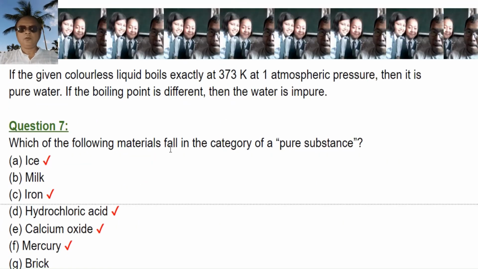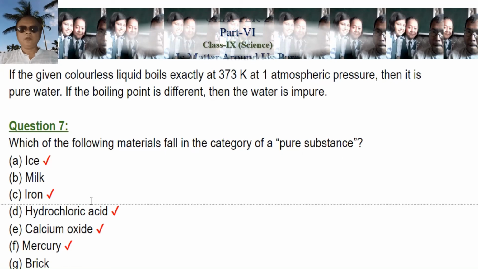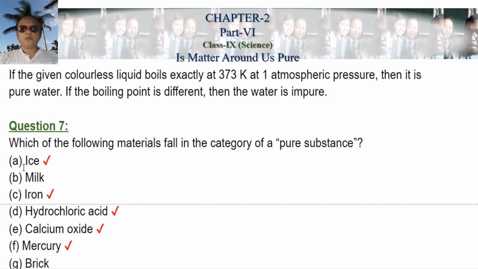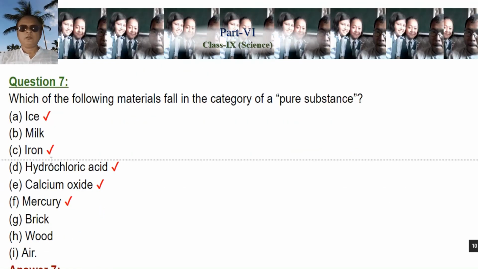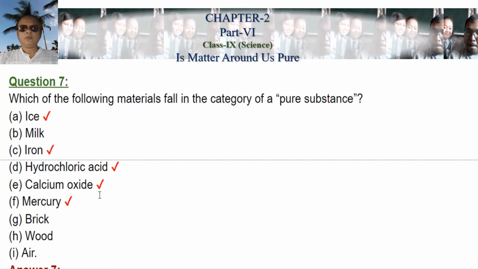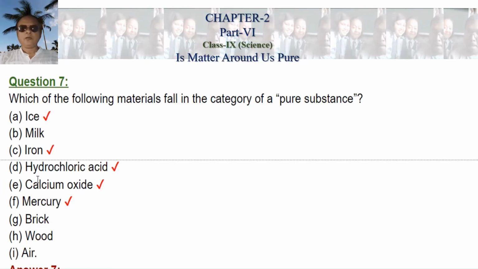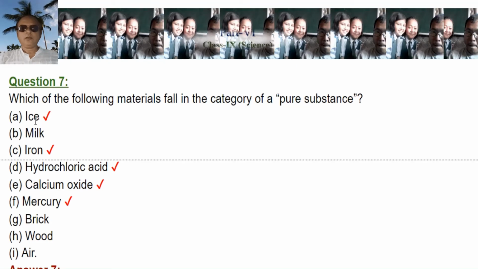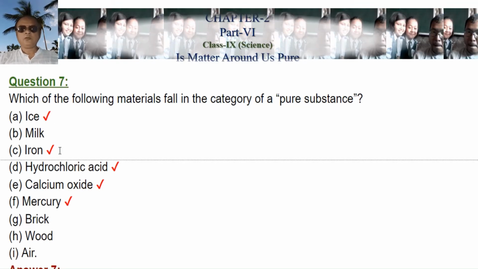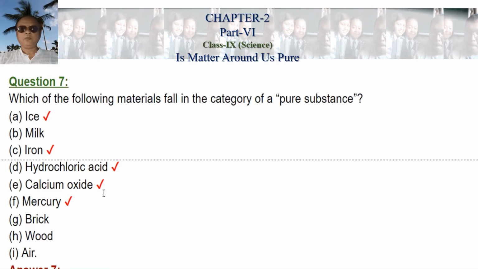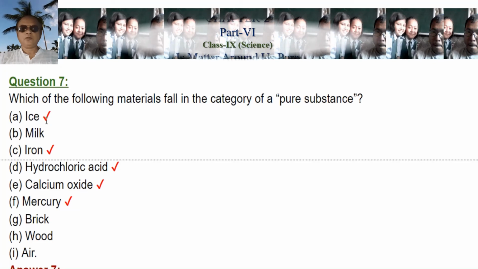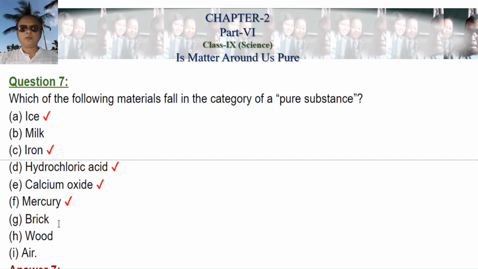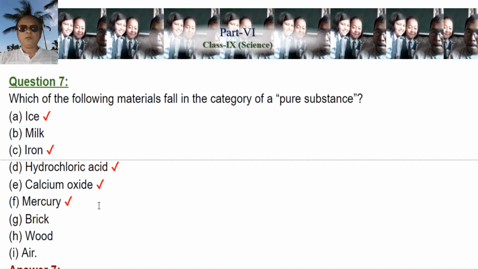Which of the following materials falls in the category of a pure substance? So ice is a pure substance, iron is a pure substance, hydrochloric acid is a pure substance, calcium chloride is a pure substance. Hydrochloric acid is a compound, ice is also a compound, iron is an element, calcium oxide is a compound, mercury is an element. So these with the red tick mark given are pure substances, and others are impure. I mean they are not pure substances.